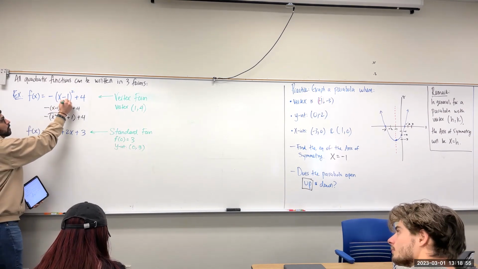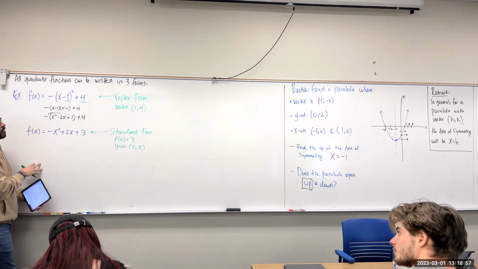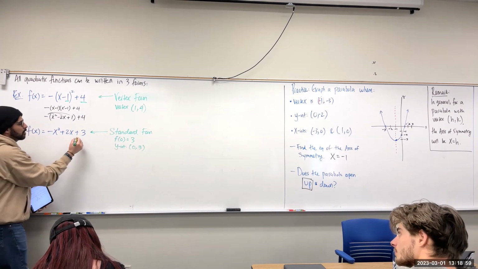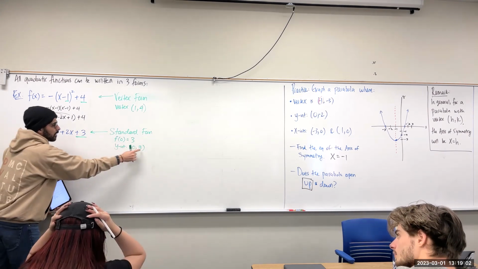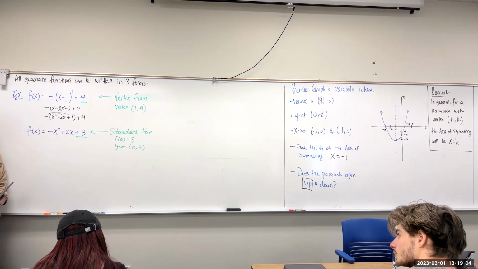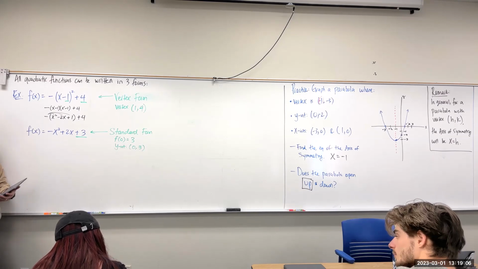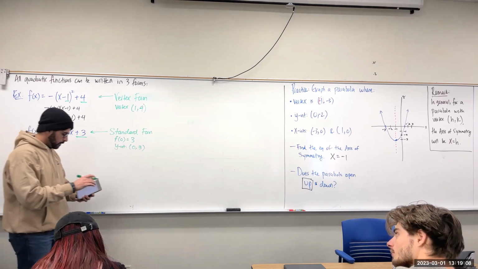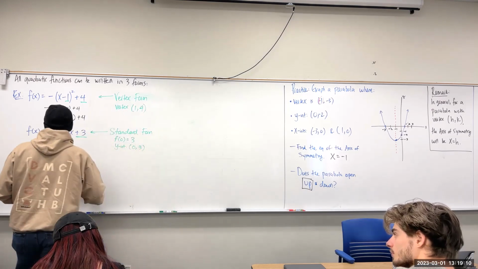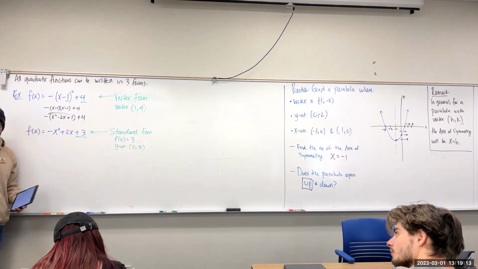So for the other form, this number and this number were useful to give you the vertex. But in the standard form, the +3 is the y-coordinate of the y-intercept. All right, here's where the factoring comes in.